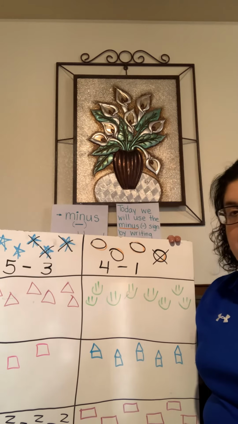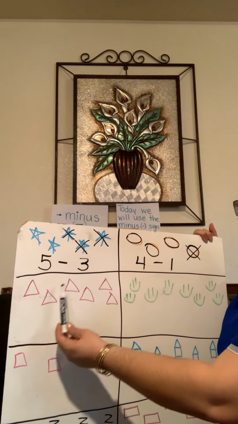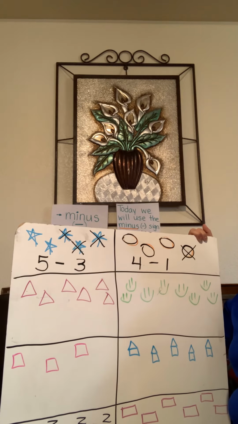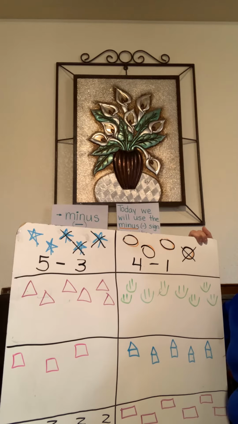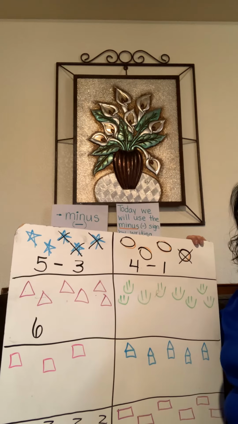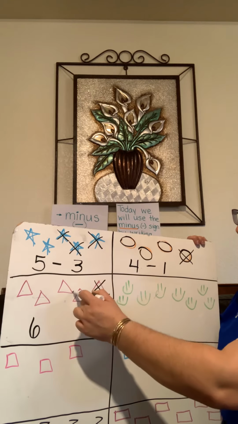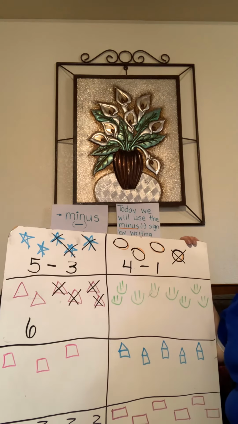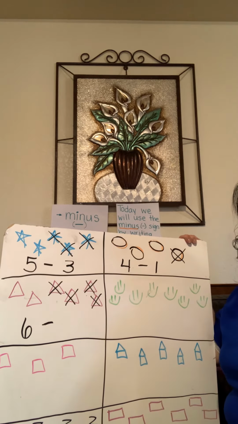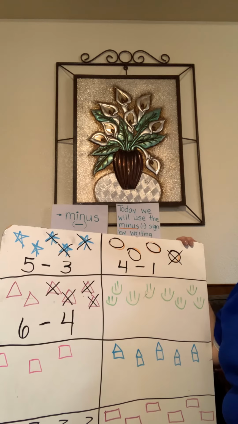Okay, let's look at the triangles. So I have 1, 2, 3, 4, 5, 6 triangles. I gave 4 triangles to my brother. So I have 6 triangles. How many triangles did I give to my brother? 4. 1, 2, 3, 4. So 6 minus how many? Good job. 4. That's all we're doing. 6 minus 4.